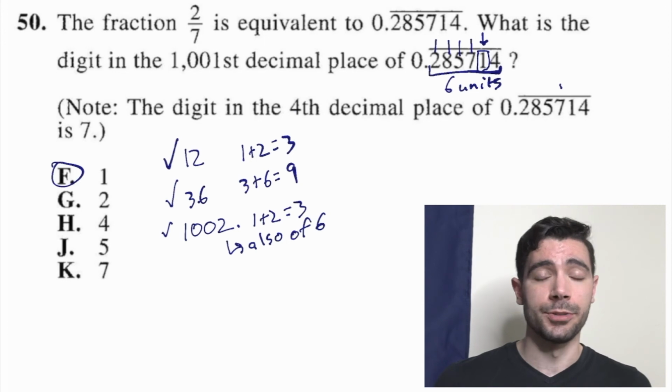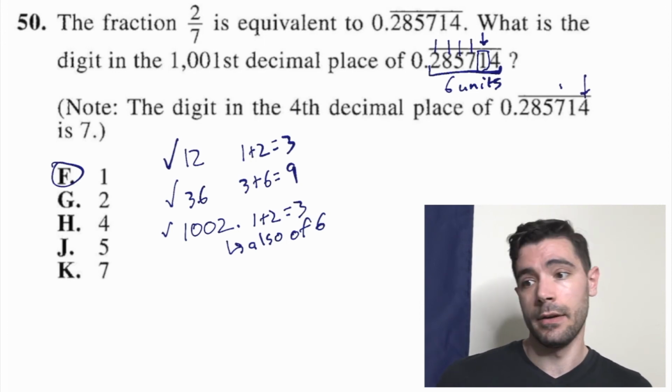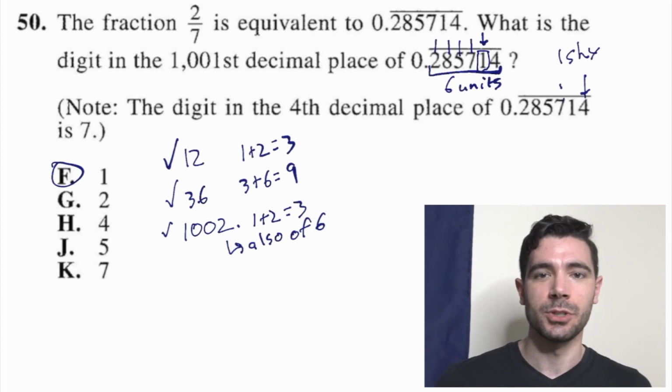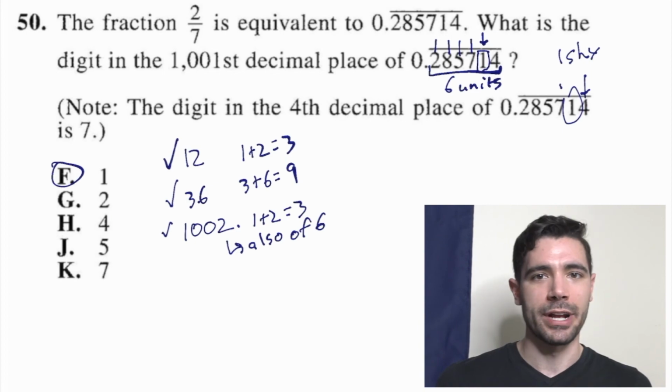Well, if the number were a multiple of 6, then the pattern would go in evenly, right? And so the last decimal place would be 4. But we're dealing with a number that's 1 shy of going in evenly. So it's the second to last number, 1, or answer choice F.